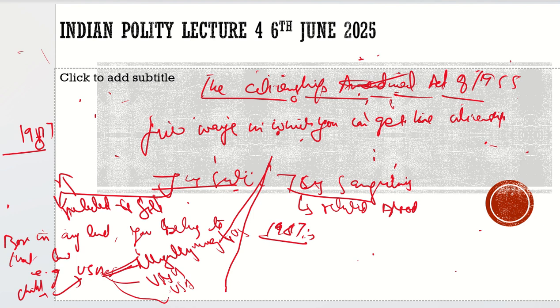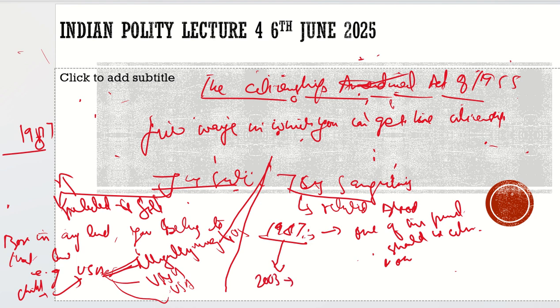It says that in 1987, if a child is born, he can become a citizen if one of his parents is Indian. For you to be a citizen of India, one of the parents should be a citizen, and the other can be anyone. He can be an illegal migrant. It doesn't matter. If one of the parents is a citizen, then he is a citizen. This was there till 2003.